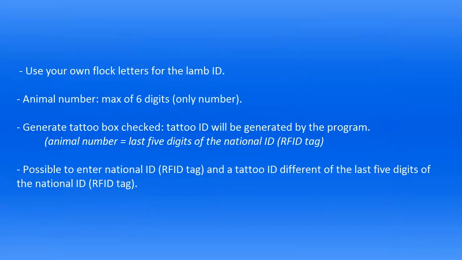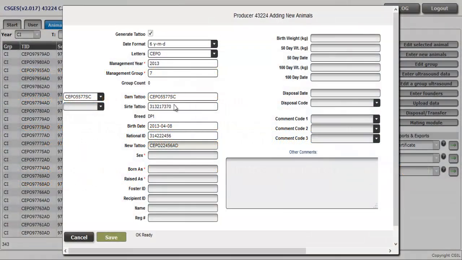The year letter in the generation code will be added automatically. Your own flux letters should be used as the flux letters for the lamb. The animal number can have as many as 6 digits, but it must consist of only numbers. If the box Generate Tattoo is checked, the tattoo will appear automatically when you have finished keying the national ID. It is possible to fill in a tattoo different from the last 5 digits of the national ID if the box Generate Tattoo is unchecked. You can also change it manually.